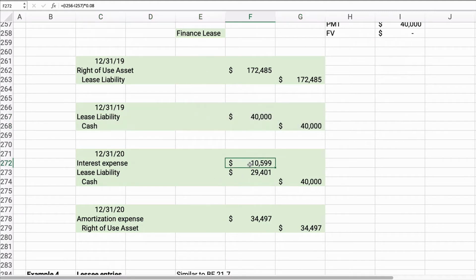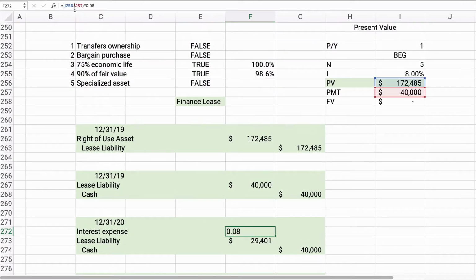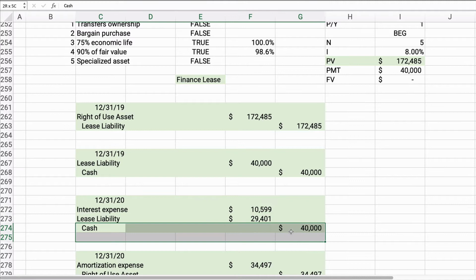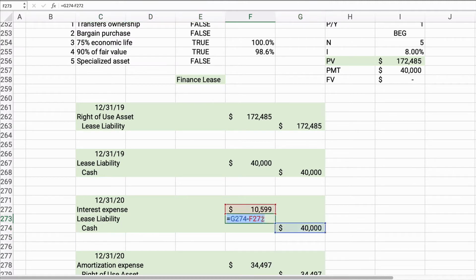Well, we need to figure out the interest expense. Now, this number is going to be the 172 minus the 40. We only owe $132,000, and it's going to be 8% interest. So this is $10,599. The cash payment is $40,000. So the $29,000 is just the difference between the 40 and the $10,599. So that's our lease liability.